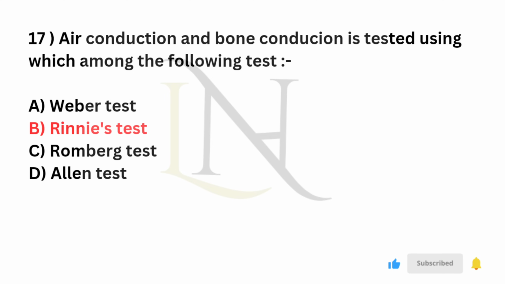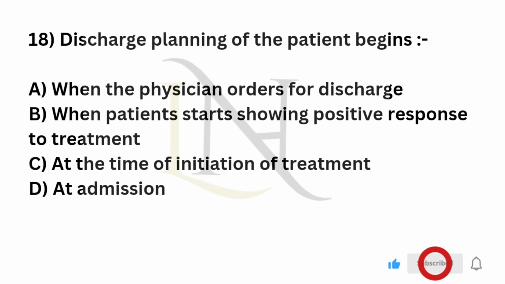Move to next MCQ. Discharge planning of the patient begins: option A, when the physician orders for discharge; option B, when patient starts showing positive response to treatment; option C, at the time of initiation of treatment; option D, at admission. Answer is option D, at admission.